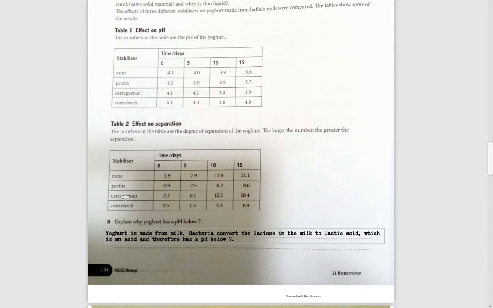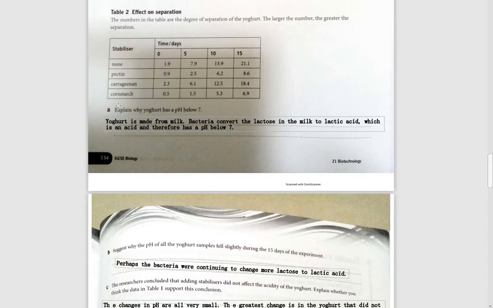So let's begin. Let's move on to this part of the question, which is: explain why yogurt has a pH below 7. Yogurt is actually made from milk. The bacteria convert the lactose in the milk to lactic acid, which is an acid, of course, and therefore it has a pH below 7.